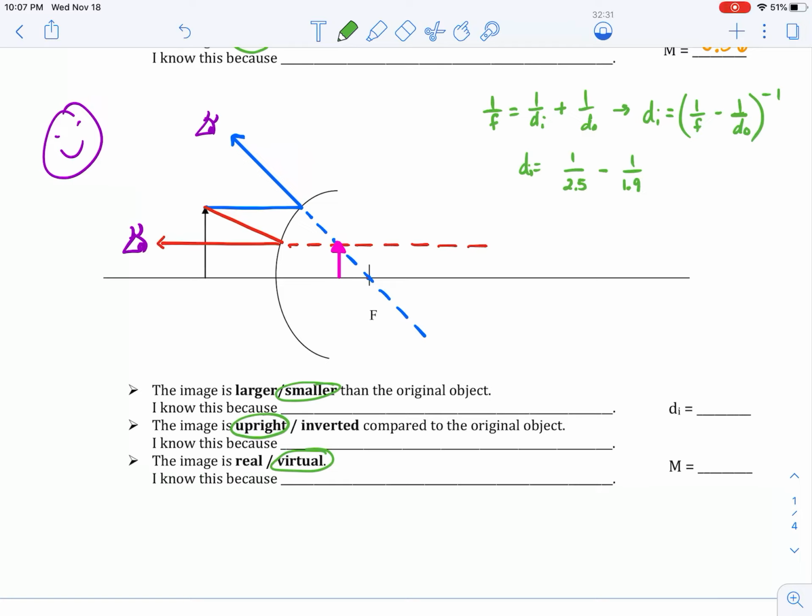Some of my classes said 2.0, some classes said 1.9. We should be relatively close. It was probably about 1.95. We'll just go with 1.9. After we subtract these, we're going to have to invert that. But we're not ready for our calculators just yet.